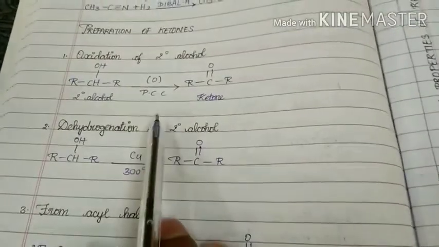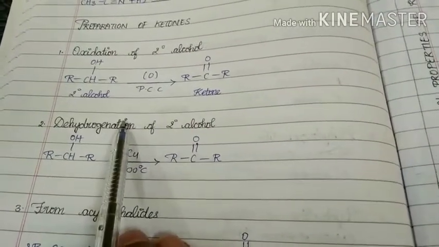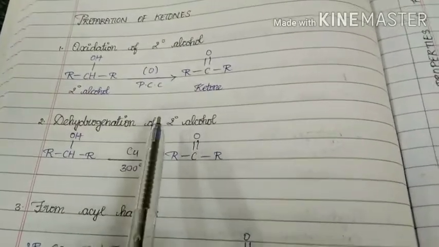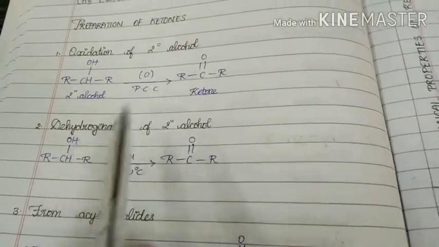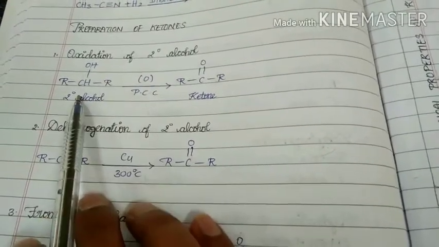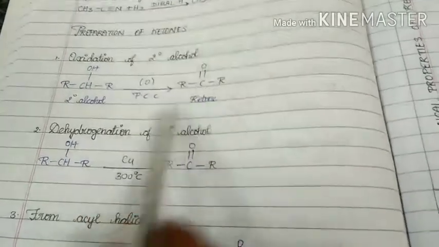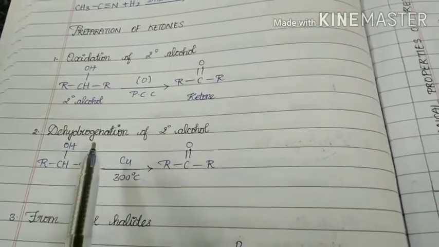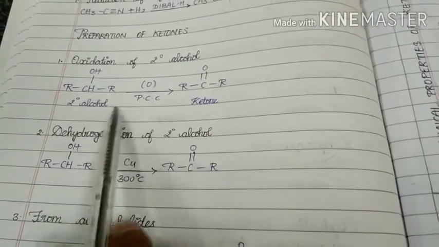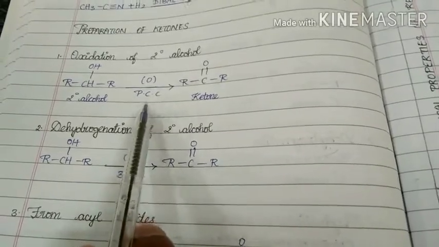Now, preparation methods of ketones. If you understand the preparation methods of aldehydes, then automatically you will understand the preparation methods of ketones. In the case of aldehydes, we took primary alcohols. When primary alcohols undergo oxidation in the presence of PCC, we get aldehydes. In this case, we have to take secondary alcohols, then we get ketones. Same reagent, PCC.